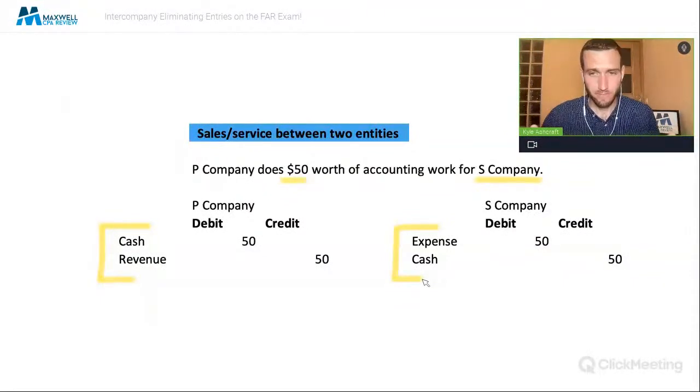So in this very basic example, the way that we would eliminate this is, like I said, with cash, we don't do anything. So we can kind of like cross it out. We don't have to do anything with cash. So we can ignore those.